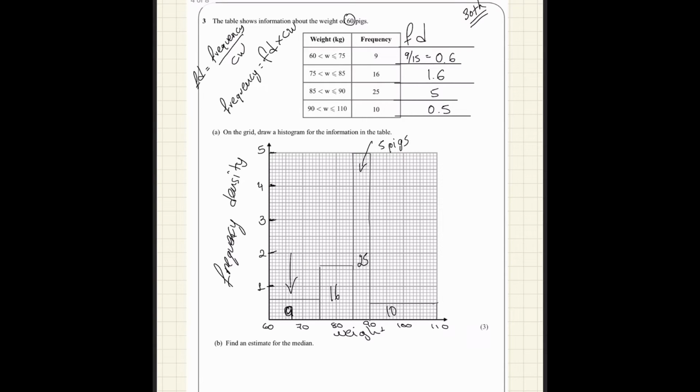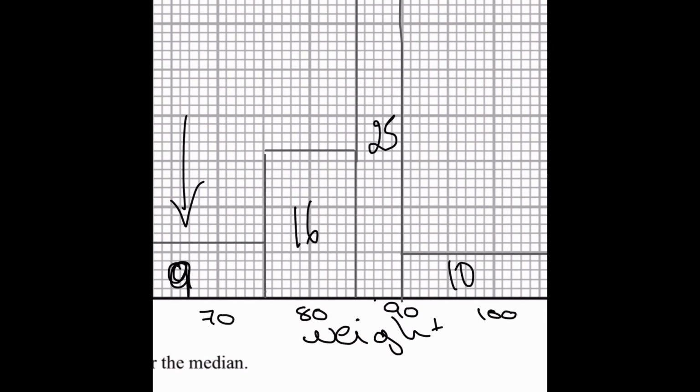So for this section here, I know that I need a frequency of 5. I know the frequency density is actually 5. So I'm thinking, what else do I need? Well, I need to find out how far to the right of this line I need to go in order to work out the class width.